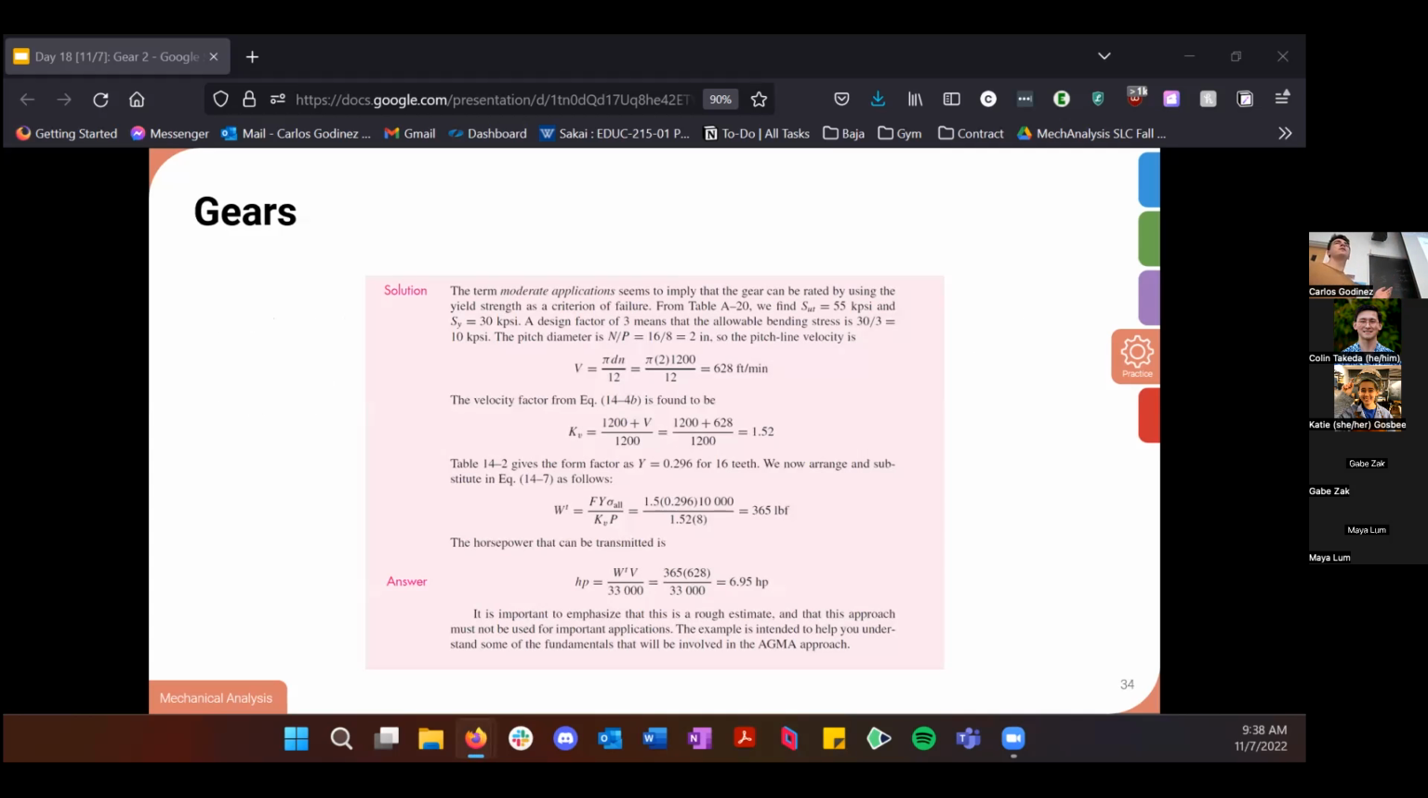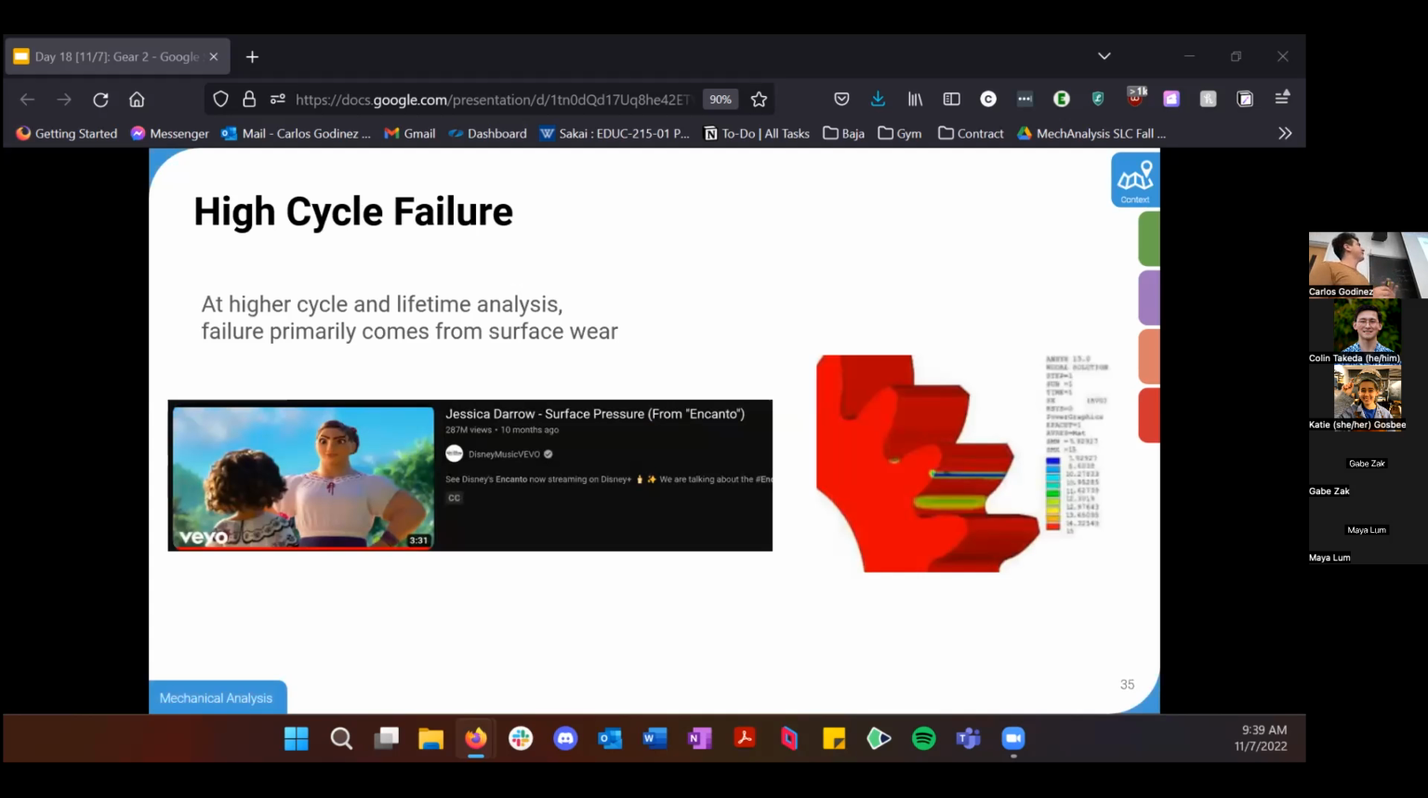The solution set is in the slides. If you're looking at that, you should get something around the 7 range. It might be a little different depending on what the KV factor is, but they have a note about this at the bottom: these are estimates for preliminary analysis. You should use testing or FEA or other tools to verify your results. Mileage may vary.